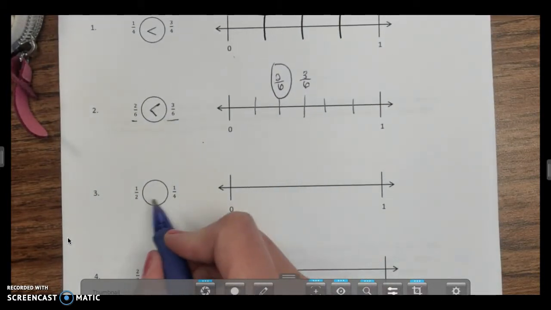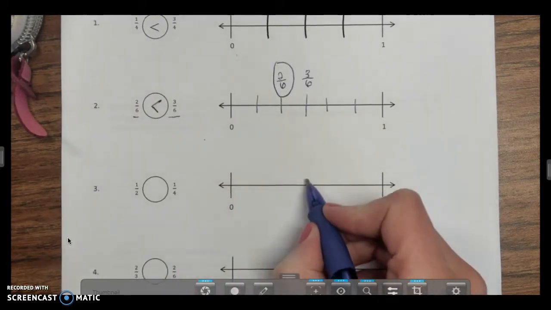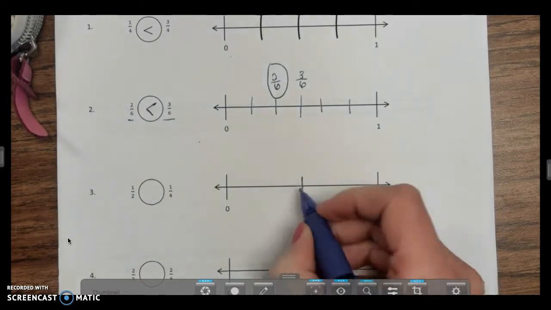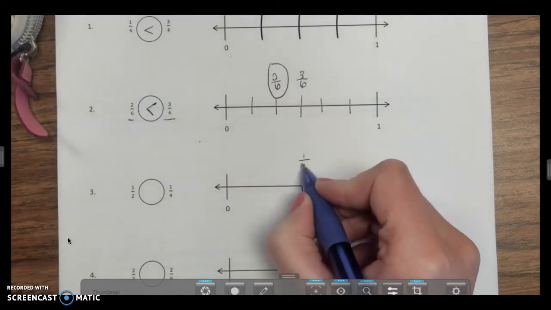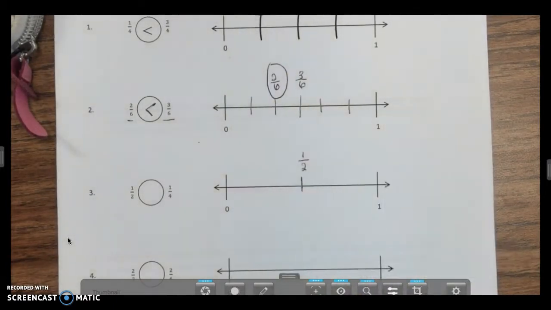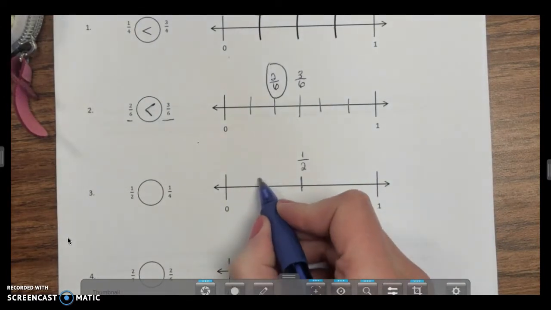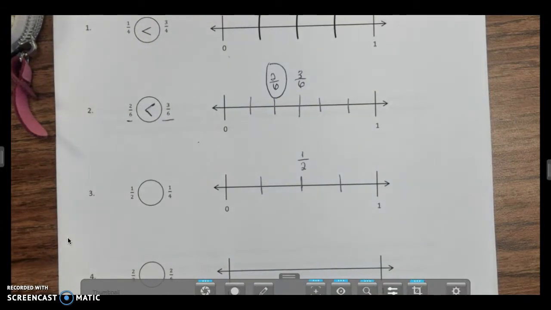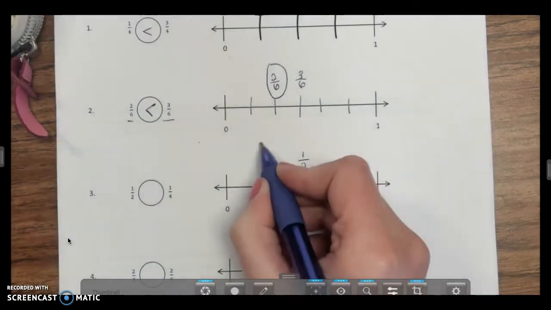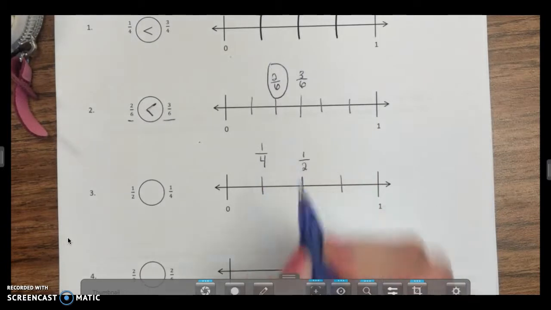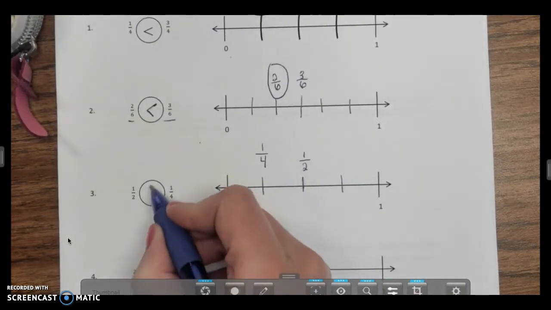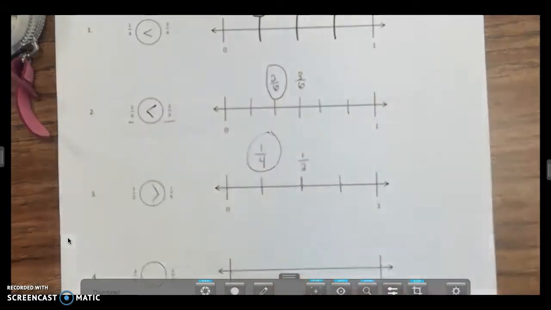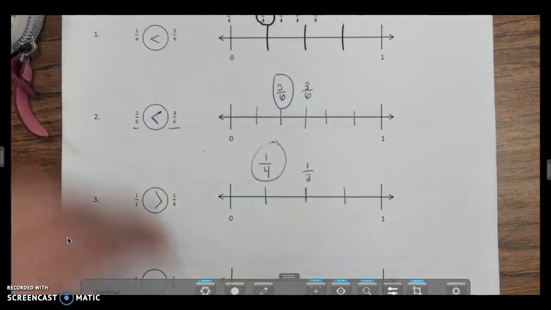We have 1/2 and 1/4. I'm going to split this into halves, and there's my 1/2. Now I'm going to make it into fourths. Now I have 4 equal parts. And I'll plot my 1/4, and it goes here. So 1/2 is greater than 1/4. And I'm going to circle my 1/4 because that's the distance closest to 0.